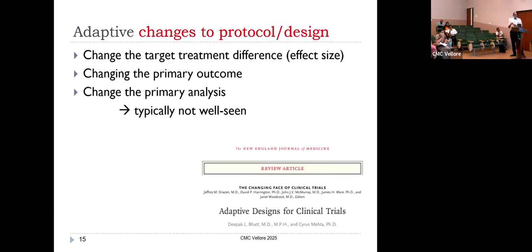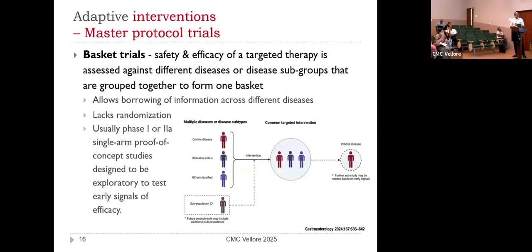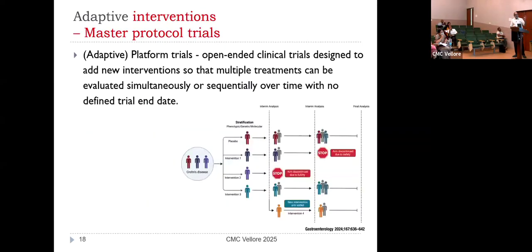A good paper that came out as a review article of adaptive designs in the New England Journal. I thought I had the date on it. I don't see it. But it was 2020, I think. All right. We've talked about master protocol, so I'm not going to go over it. So Ananta talked about basket trials, umbrella trials, platform trials.